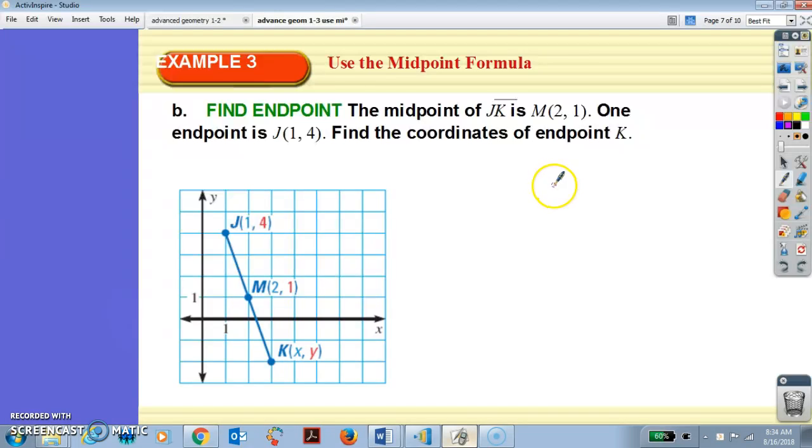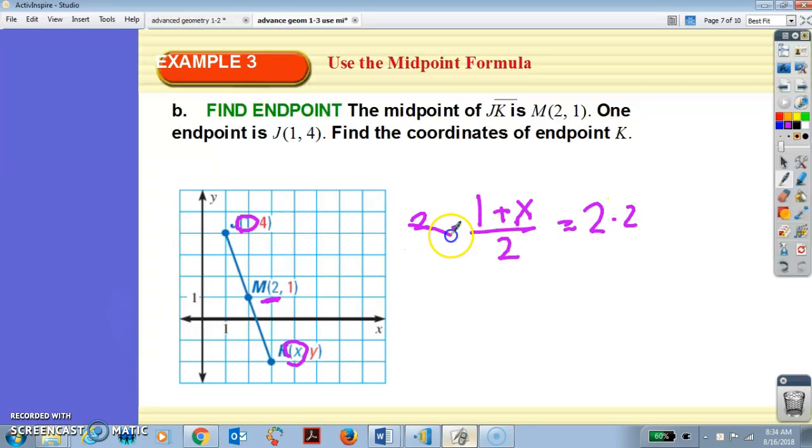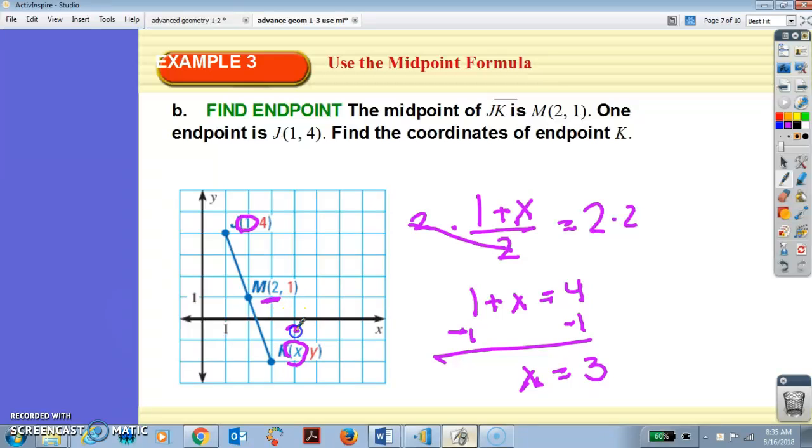Find the endpoint. The midpoint of JK is 2, 1. And we want to know what the endpoint is. All right, well, same formula, right? You add this plus this divided by 2 equals this. So 1 plus what divided by 2 equals your 2, right? Add your x's divided by 2. All right, so we're going to multiply by 2 on both sides. 1 plus what equals 4. Subtract 1. X equals 3. So your x is going to be 3.